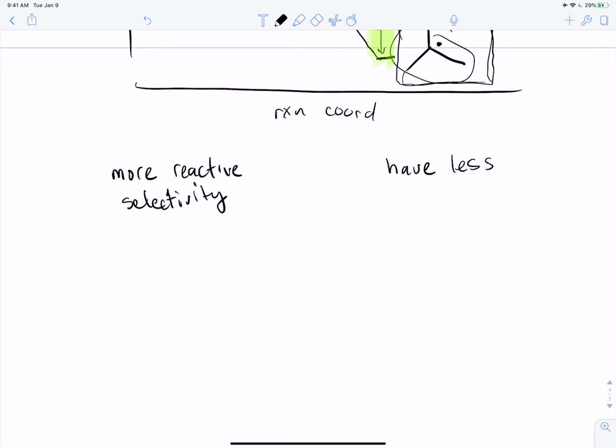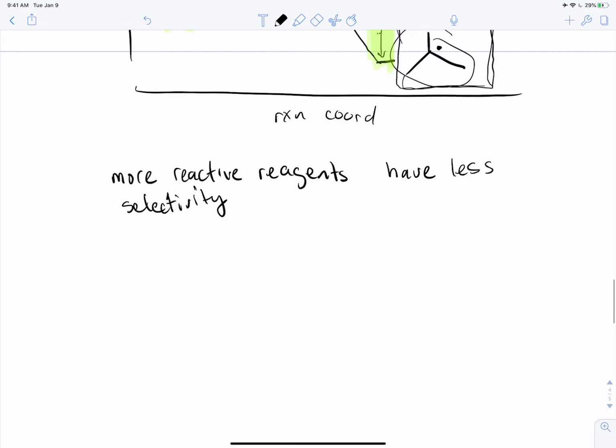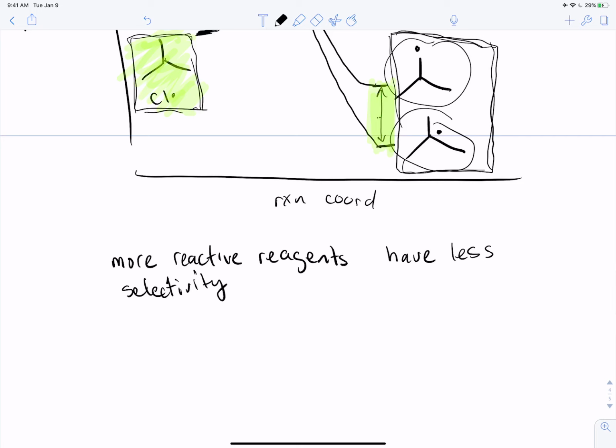And I'm actually going to change that. Let's just say, for our sake, more reactive reagents have less selectivity. That's really what we're getting at here. And the underlying reason for that is that if the reagents are really reactive, then the transition state won't resemble the products. And so even if there is a potential energy difference in the products, you won't see that potential energy difference in the transition state. In order to see that, the transition state has to actually resemble the products. So if it just resembles the reagents, there's no separation in the potential energy there, and you just get a mixture of crap.